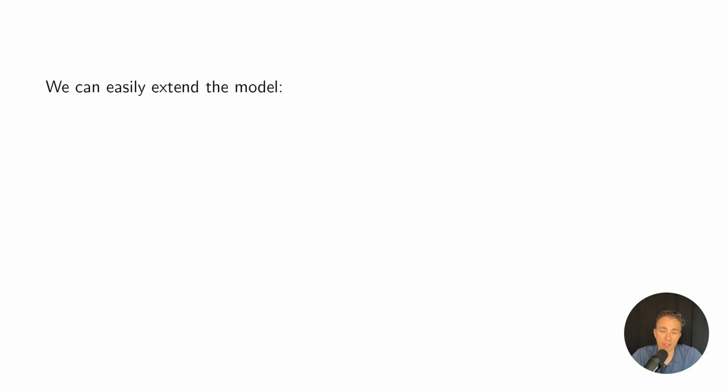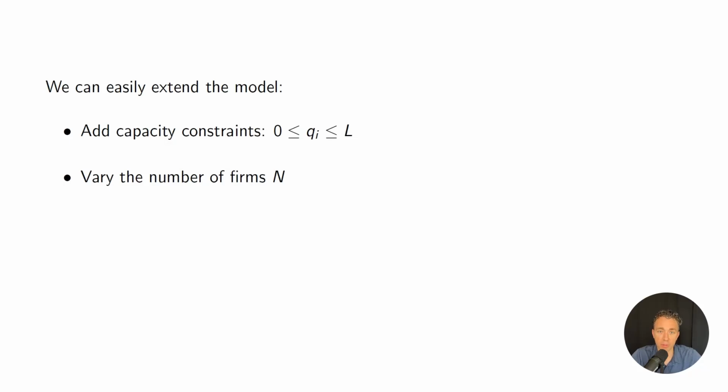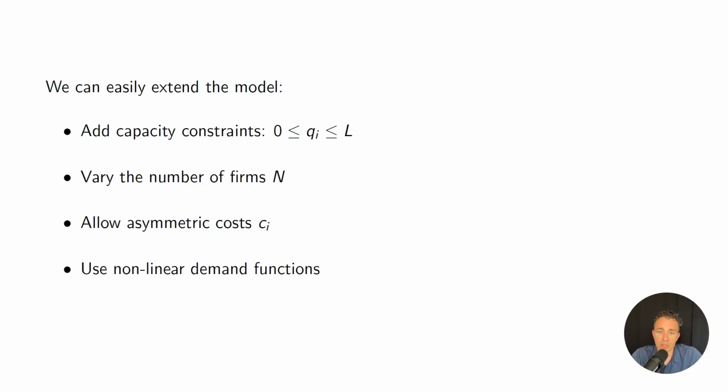And then once we have this code, it's pretty easy to extend this model to add some sort of capacity constraints where the quantity that the firms choose is within some range. We could easily change the number of firms. We could allow asymmetric costs, so each firm has its own marginal cost. We could specify a nonlinear market demand function. And so it's nice to have this basis to go off of before branching off into these other richer realms. So let's go through the code for this and show how it works.